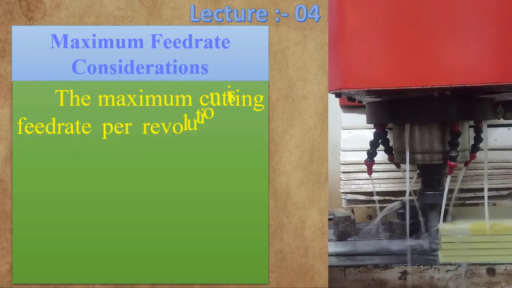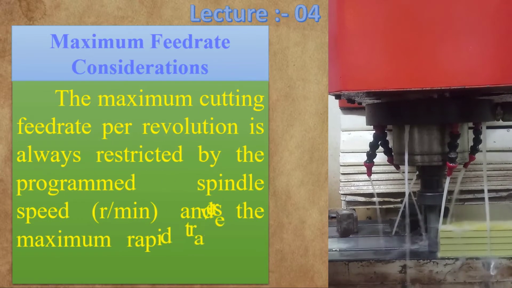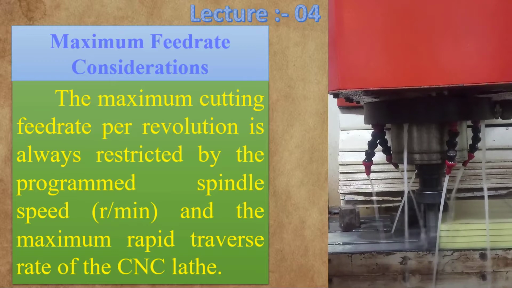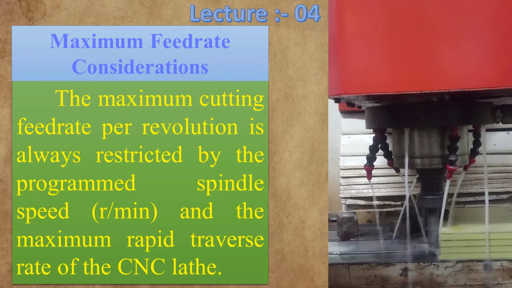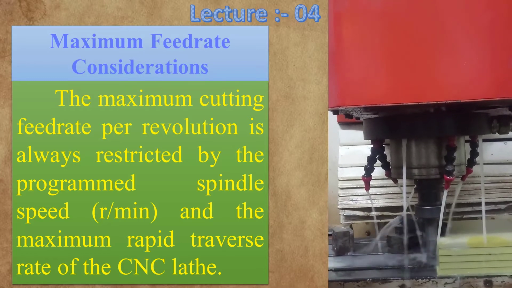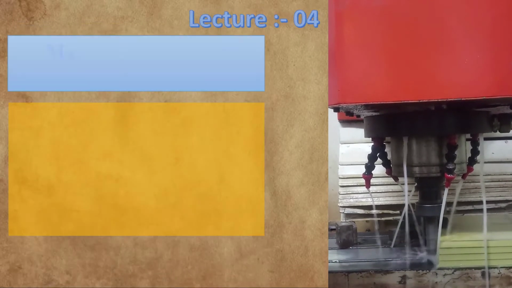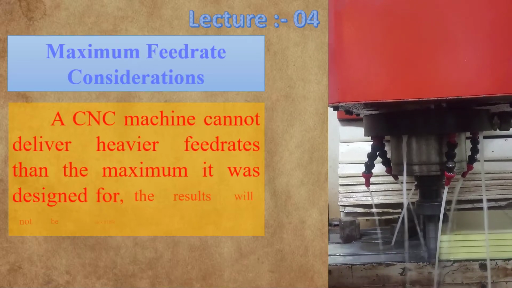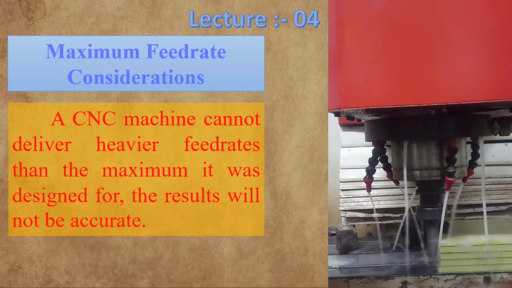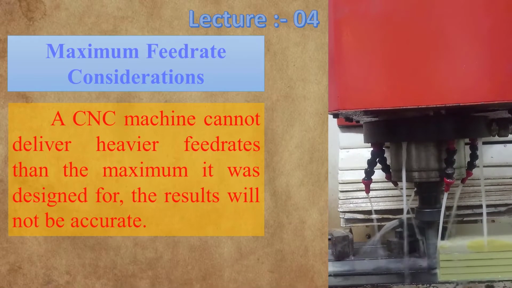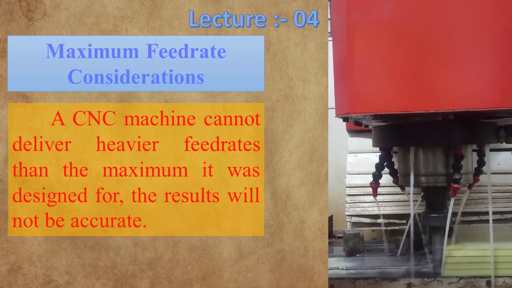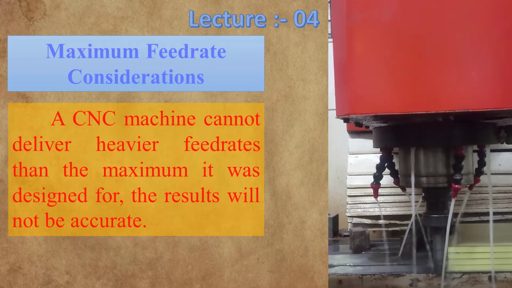The maximum cutting feed rate per revolution is always restricted by the programmed spindle speed in revolutions per minute and the maximum rapid traverse rate of the CNC lathe. It is quite easy to program the feed rate per revolution too high without even realizing it. This problem is most common in single point threading. A CNC machine cannot deliver a heavier feed rate than the maximum it was designed for, and the result will not be accurate. Threading results could be unacceptable when unusually heavy feed rates and fast spindle speeds are used in the same program.